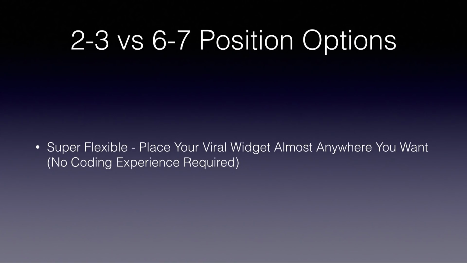Now the next one is 2 to 3 versus 6 to 7 position options. Now that might sound a little bit weird, but basically we are going to be super flexible with this. Before, as I mentioned, you could choose the top or the bottom, or Diamond Elite members could turn it completely off. So that's where the 2 to 3 position options comes in. The new Viral widget, you can have 6 to 7 options. So 6 options from the free membership level all the way up to the platinum, and then 7 for the Diamond and Elite members out there.